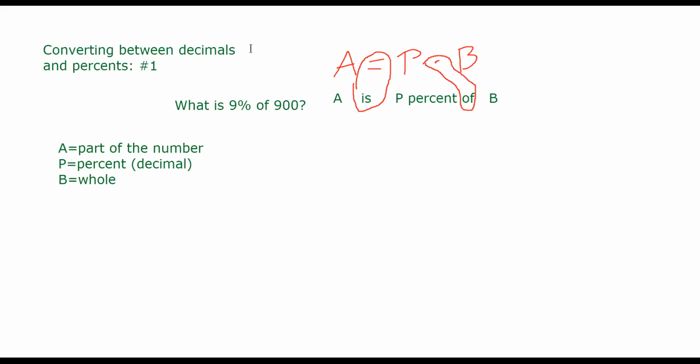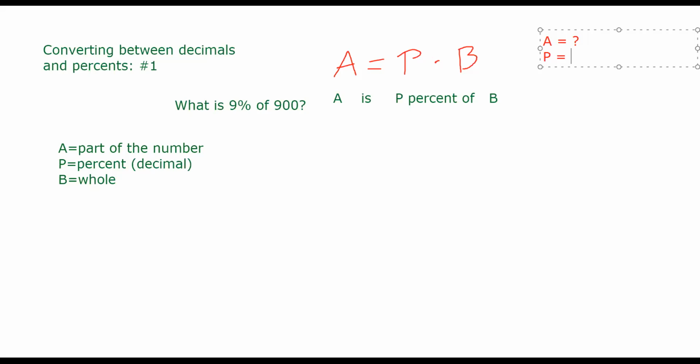So let me make the equation a little bit better looking. So in reality, for what we actually have, A is going to be the part of the whole that we're looking for, and that's what we don't know. So I'm going to put a question mark there. And the question mark means that's actually what we're going to be solving for.